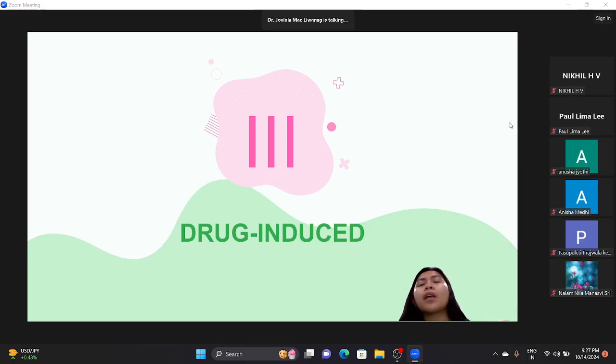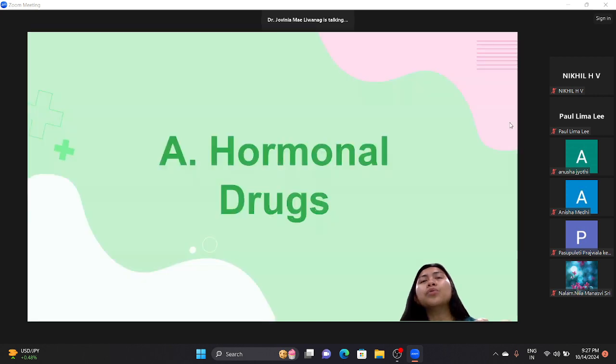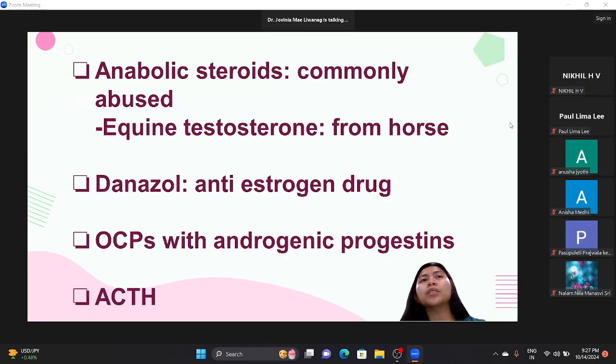So, the third one is drug-induced. We have hormonal drugs that could induce hyperandrogenism. We have the anabolic steroid, which is commonly abused. Usually, they use equine testosterone. The equine testosterone is from the horse, right? Another example is danazol, which is an anti-estrogen drug, OCPs with androgenic progestins, and ACTH.